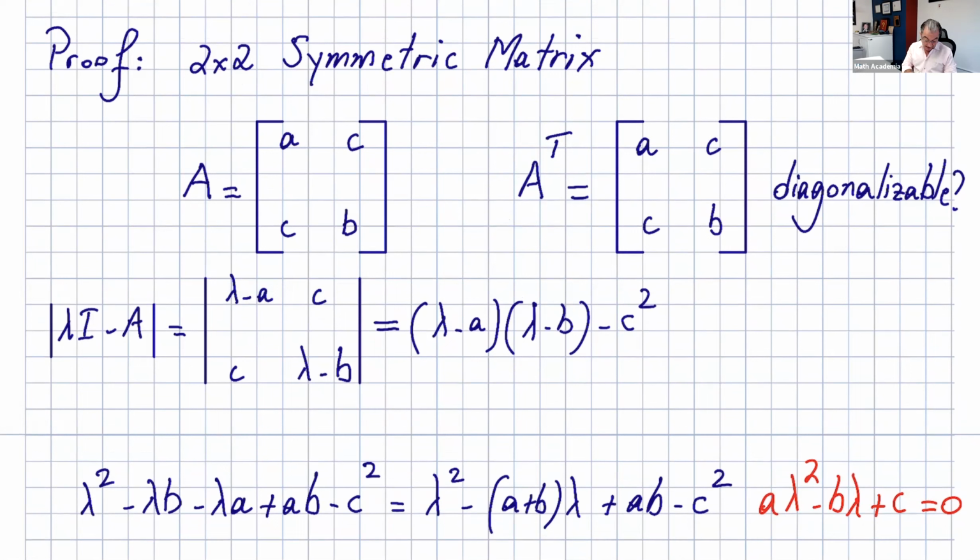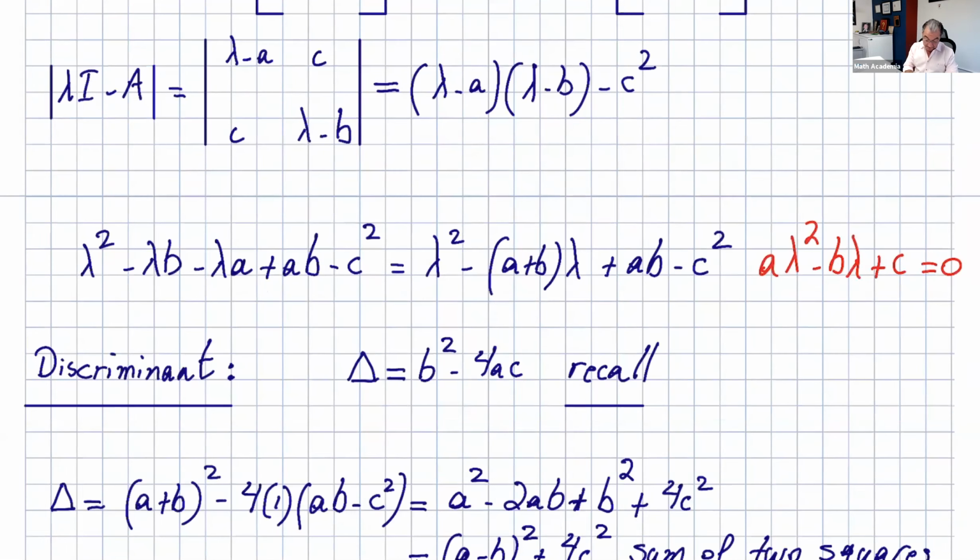So let's write that. The characteristic equation is the determinant of lambda I minus A, and this is a 2 by 2 matrix. The determinant is just that times that minus that times that. So it's (lambda minus a) times (lambda minus b) minus c squared. If you multiply and simplify, combining like terms, you get that expression. This is a quadratic equation. So this is our A, which is 1, this is our B, and that's our C.